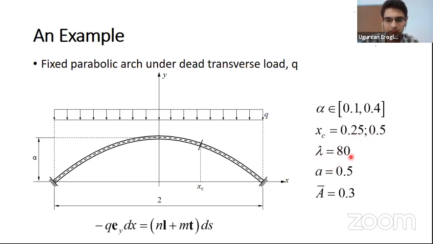We always assume that lambda is equal to 80. This is the relative crack depth. We assume that the arch has a rectangular cross-section, and the depth of the crack is half of the height of the cross-section.